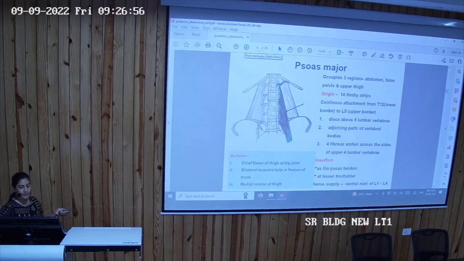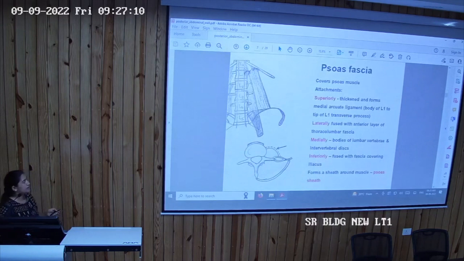Then it's a medial rotator of the thigh. The nerve supply to this muscle is the ventral rami of L1 to L4. Then the psoas fascia. Now the psoas fascia has several boundaries for attachment, though it is covering the psoas muscle. So superiorly it is in the form of a thickened band. So this thickened band forms the medial arcuate ligament.